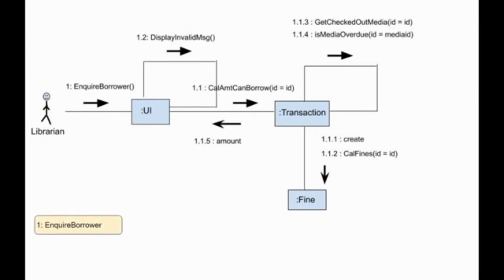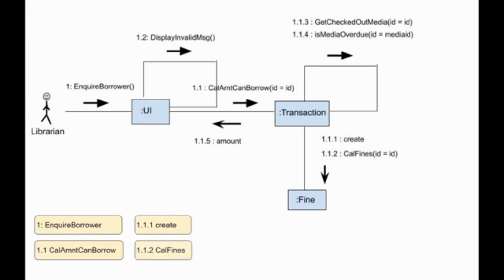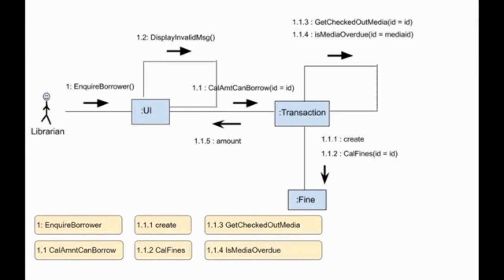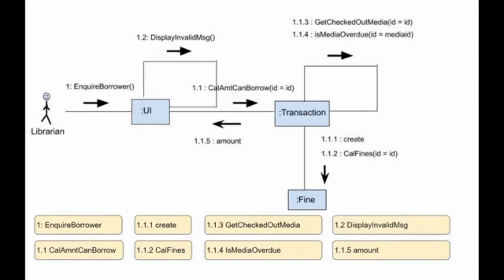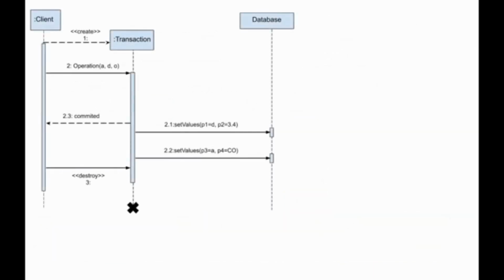We can indicate that a message is nested within the parent message by adding a decimal point and an additional digit to the parent's ordinal. For example, the message call AMT can borrow, that is, calculate for how long the book can be borrowed, is the first nested message in the inquire borrower, literally request the details of a person who borrows, and is given a serial number 1.1. The second nested message in inquire borrower is display invalid MSG, that is, display an error message, therefore it is given a sequence number 1.2. Let's look at the example of transition from a sequence diagram to a communication diagram.